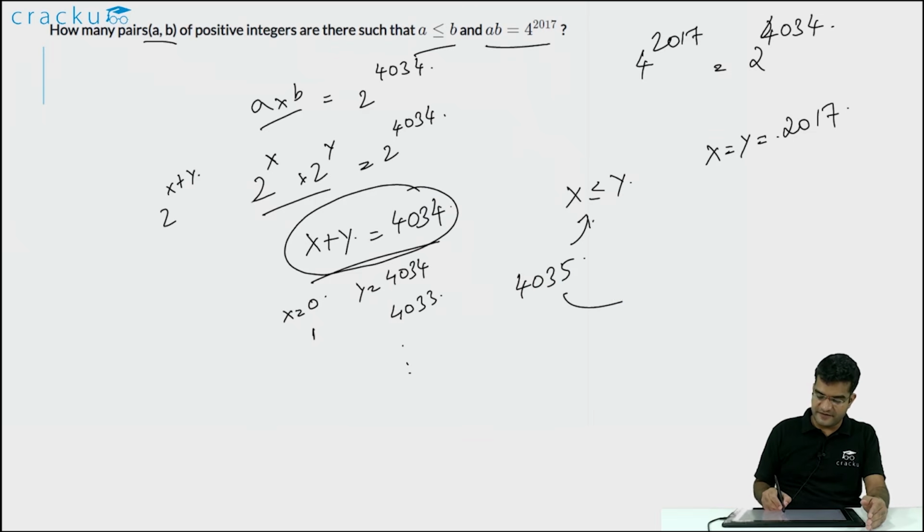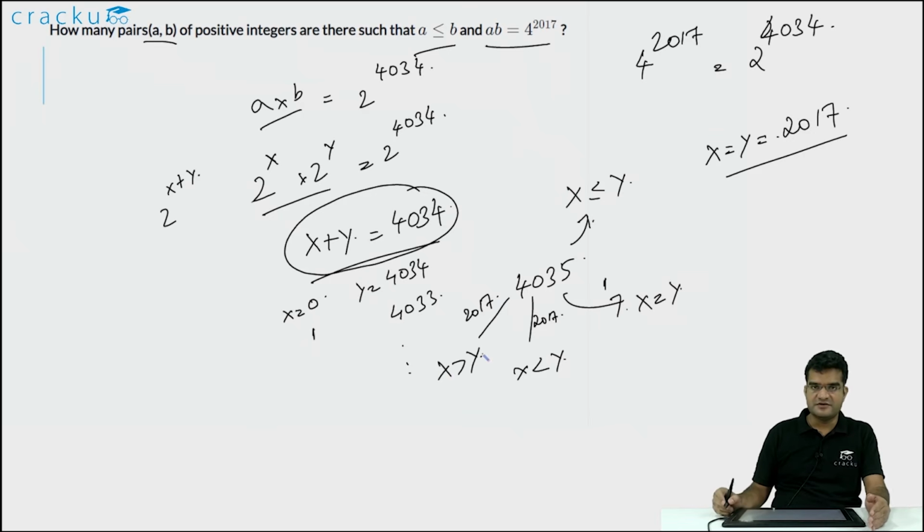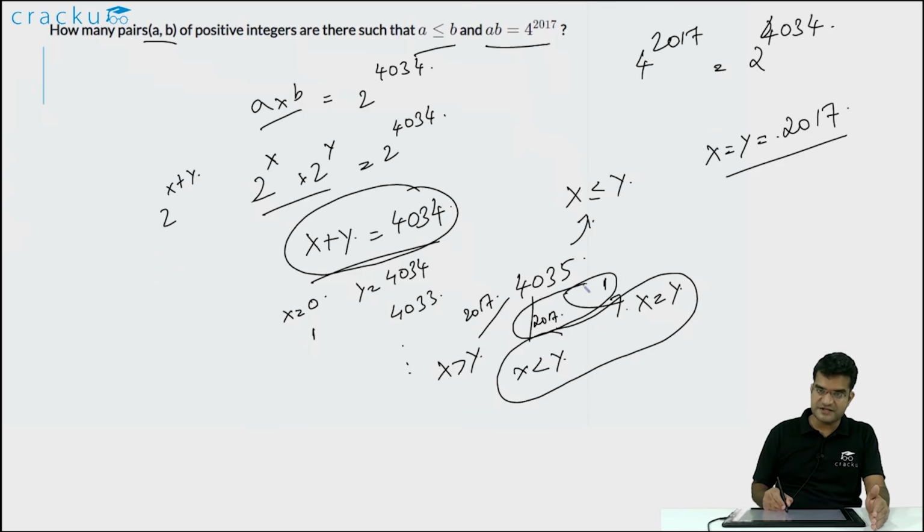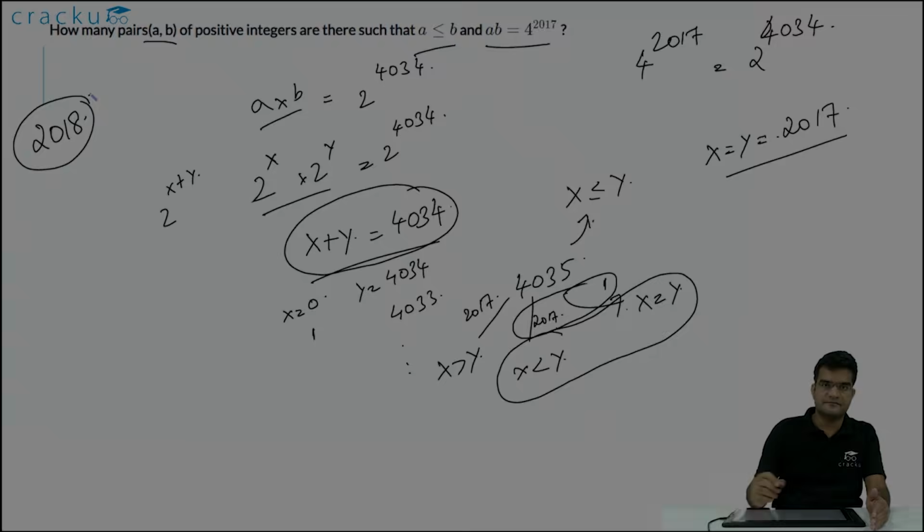Out of 4035, you have one case, as we have discussed earlier, where x is equal to y. In the remaining 4034 cases, you will have by symmetry 2017 cases where x is less than y and 2017 cases where x is greater than y. So if you are looking for the solutions where x is less than or equal to y, the total number of cases will be 2017 plus 1, which is equal to 2018. That will be the answer.